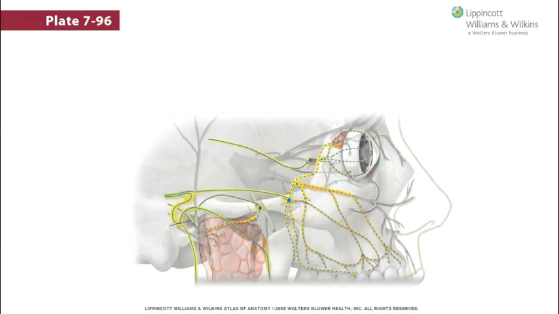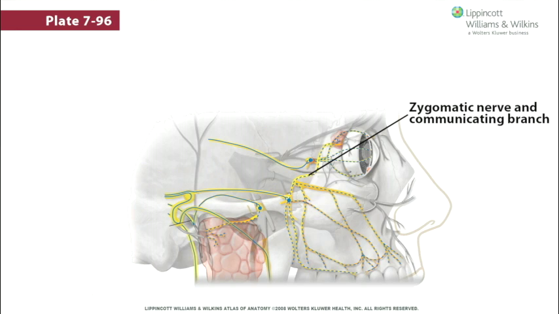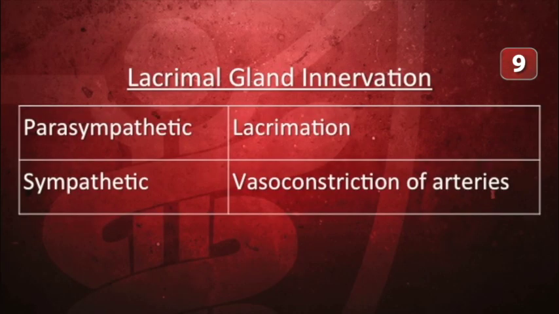The postganglionic parasympathetic and sympathetic fibers pass through a communicating branch of the zygomatic nerve to join the lacrimal nerve, a branch of the ophthalmic division of the trigeminal nerve, which they follow to the lacrimal gland. The parasympathetic fibers are secretomotor, meaning they cause tear production or lacrimation, while the sympathetics appear to be involved in vasoconstriction of arteries supplying the gland.